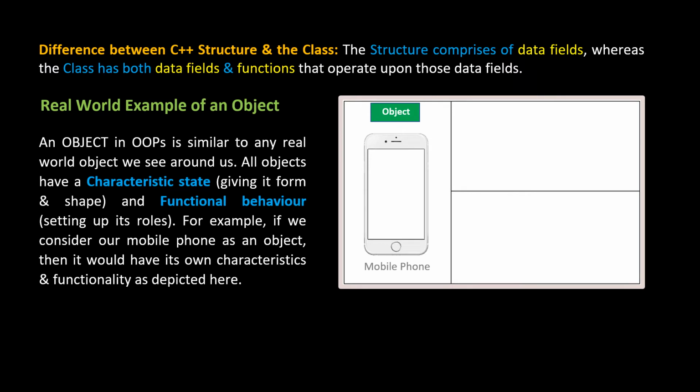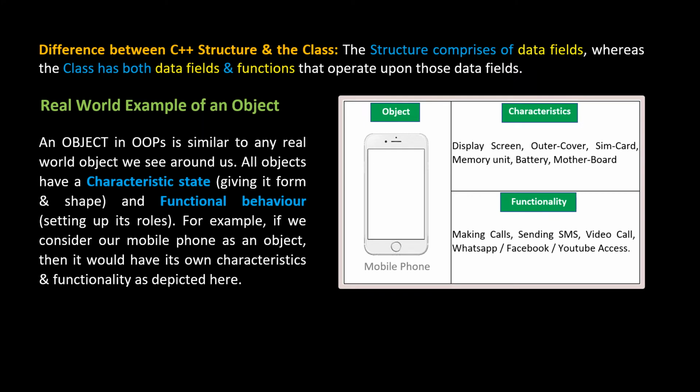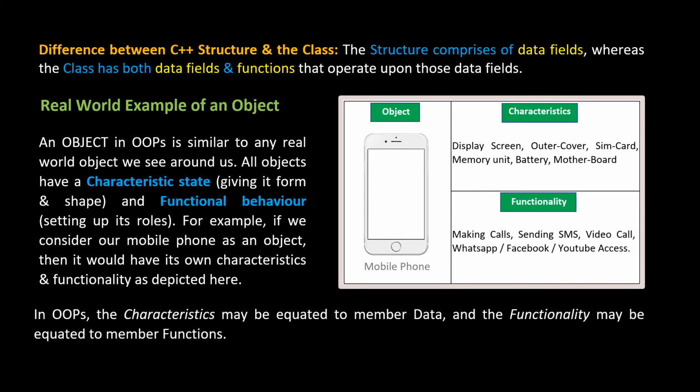The characteristics of the mobile phone object would be its display screen, outer cover, SIM card, memory unit, battery, motherboard, etc., and its functionality would be the abilities of making calls, sending SMS, video call, WhatsApp, Facebook, YouTube access, etc. In OOPS, the characteristics may be equated to member data, and the functionality may be equated to member functions.